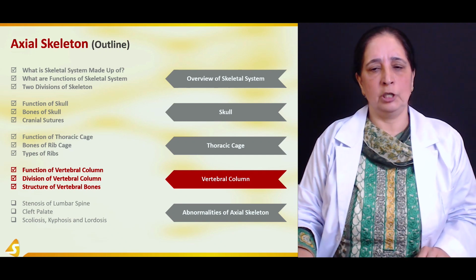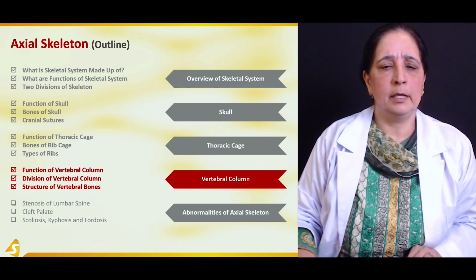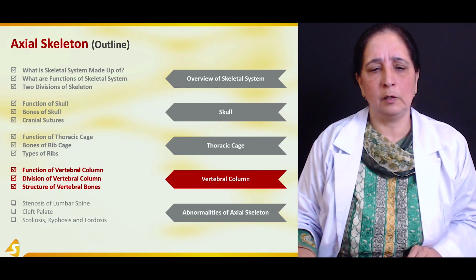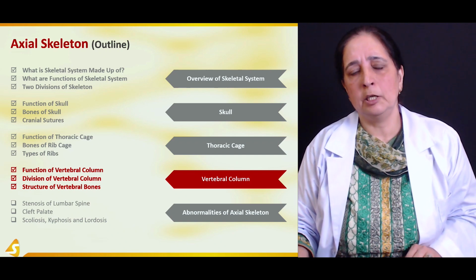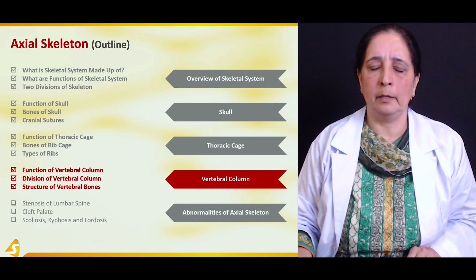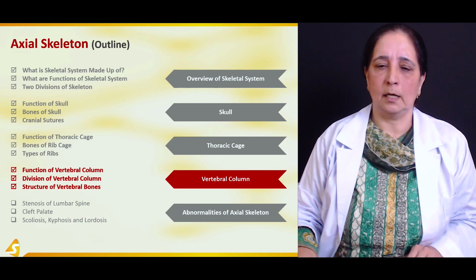So in this section, which was our 4th section, we covered the functions of the vertebral column, divisions of the vertebral column, and the structure of the vertebral column, and we talked about the spinal cord, where it starts and where it ends.